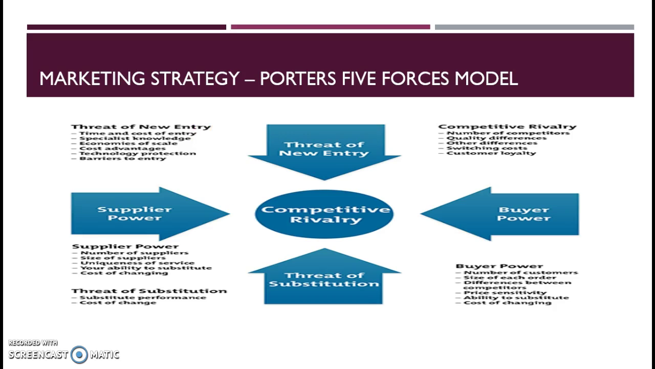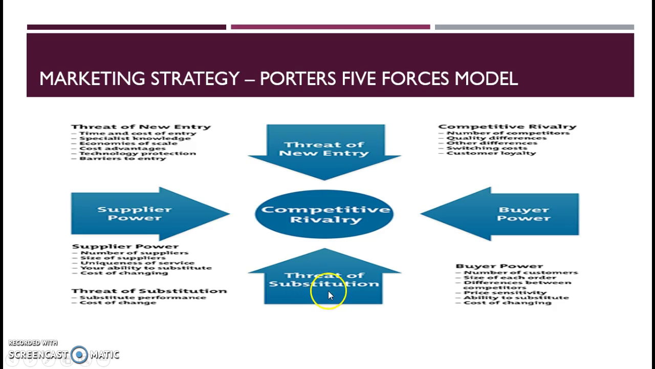Is there specific specialist knowledge? Are there specific economies of scale which really need to be gained before you can go into the market? So if there is a high threat of new entrants coming into the market, obviously that will have an impact on competitive rivalry and will accentuate it.